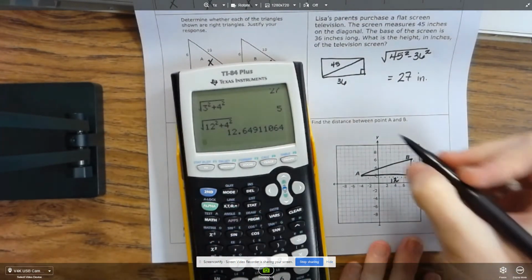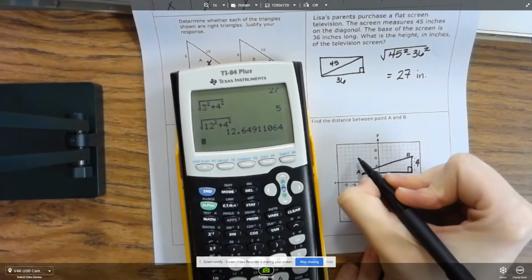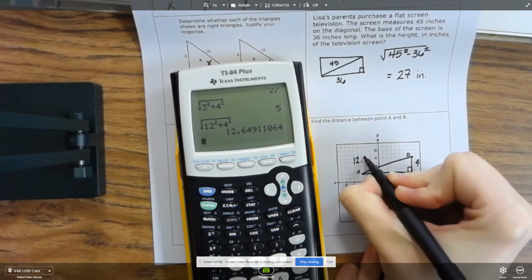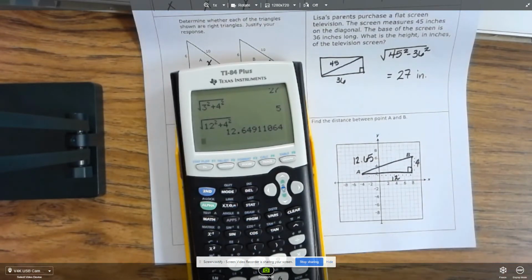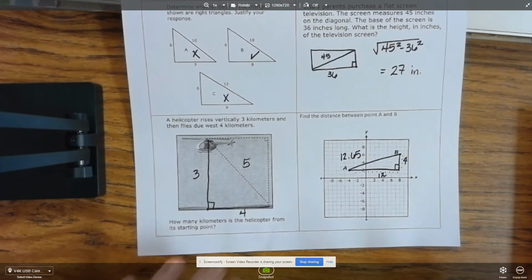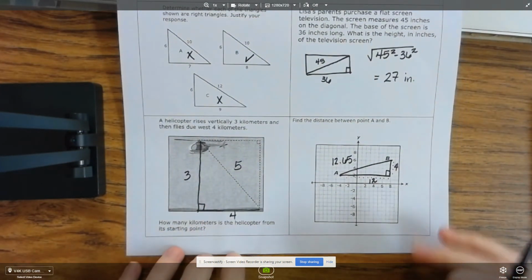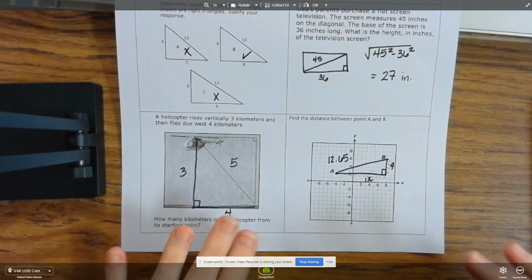And I get, we'll round to the hundredths. So I get 12.65 would be the length of my hypotenuse there, the distance between A and B. So that's it for this video.